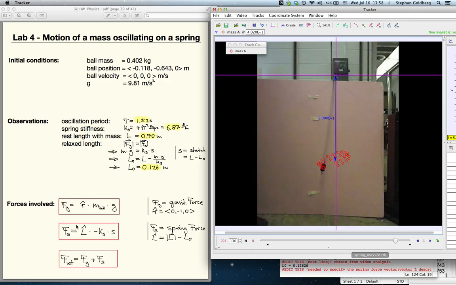What are the forces involved? They are the gravitational force, expressed by this unit vector of direction times the mass of the ball times little g, and the spring force, expressed by this unit vector of direction times negative spring stiffness times the stretch. The stretch is calculated right here. Adding these two forces together, we get the net force: gravity force plus spring force.